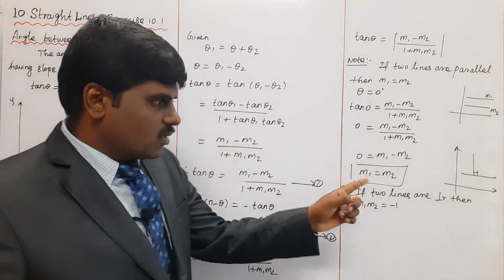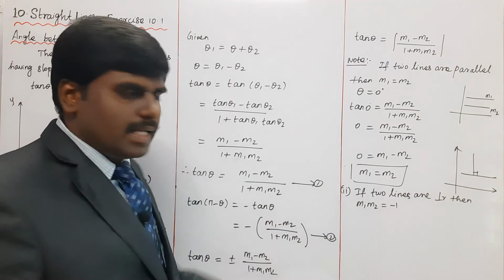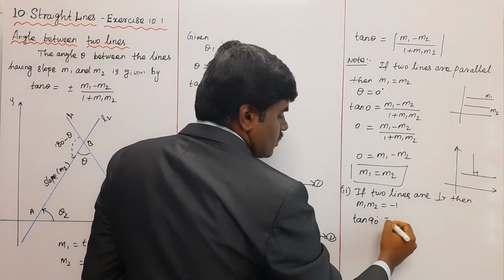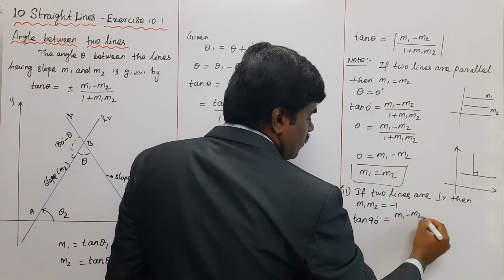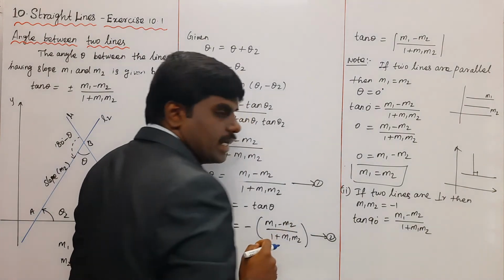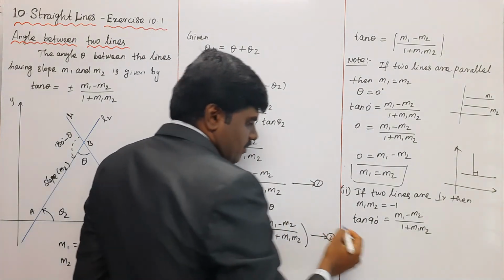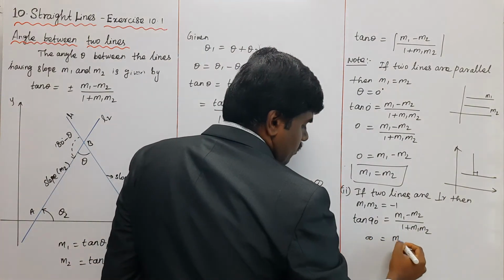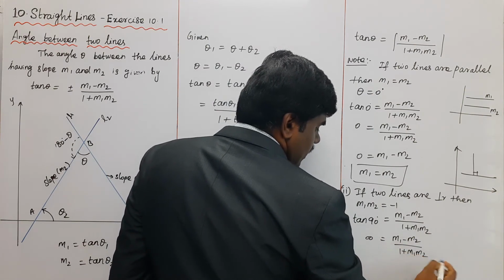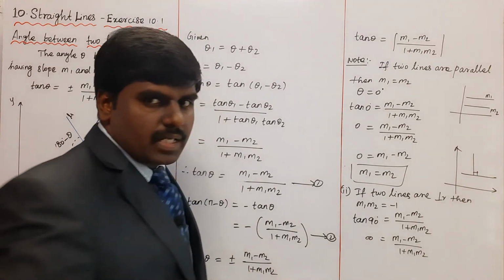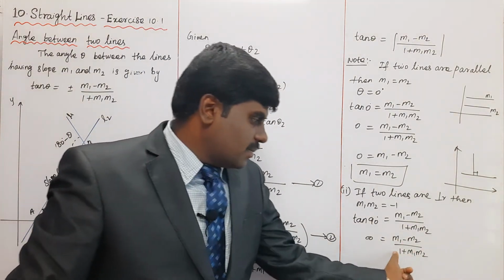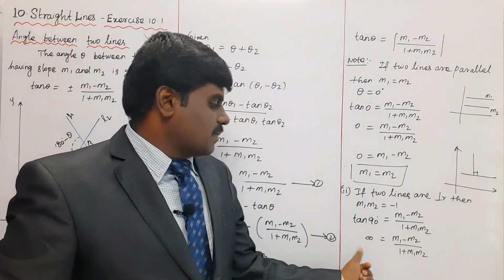How? The 2 lines are perpendicular means theta is equal to 90 degrees. Tan 90 degrees is equal to M1 minus M2 divided by 1 plus M1 M2. Tan 90 degrees is undefined, that is infinity. So the left hand side is infinity, which means the right hand side denominator value is equal to 0.